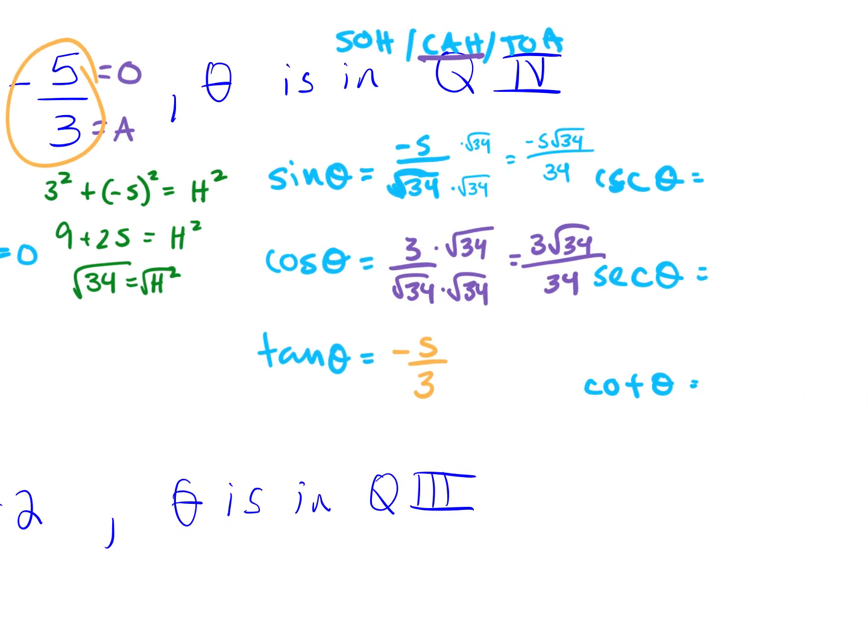Now let's find our reciprocal functions. So cosecant, we just flip sine. I flip sine before I rationalize. So we get square root 34 over -5. Secant, we flip cosine before we rationalize. So square root 34 over 3. And cotangent, we flip tangent. So 3 over -5.